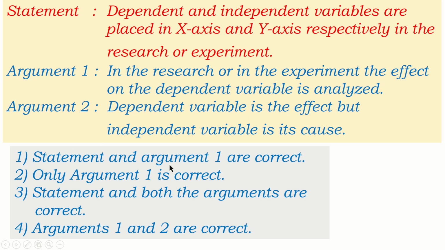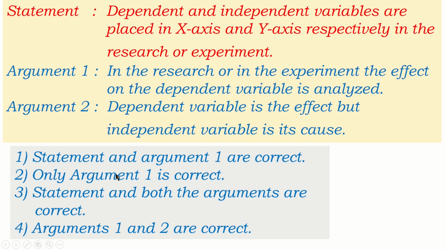First option, statement and argument 1 are correct. Is the statement correct or not? Let's see. Dependent and independent variables are placed on the x-axis and y-axis respectively in the research or experiment. Is this correct? What do you think? No. The dependent variable is always taken on the y-axis and the independent variable on the x-axis. Just the reverse is told here. That's why this is not correct. So this option is not correct.